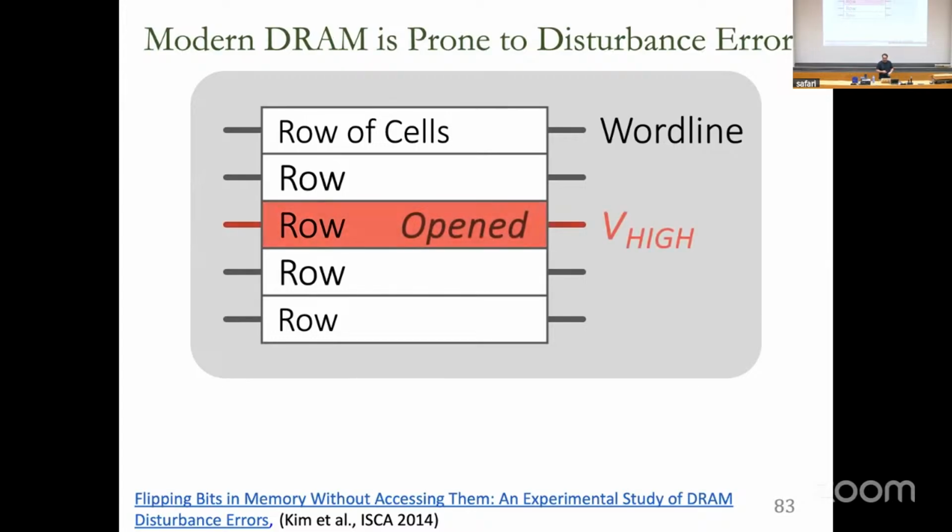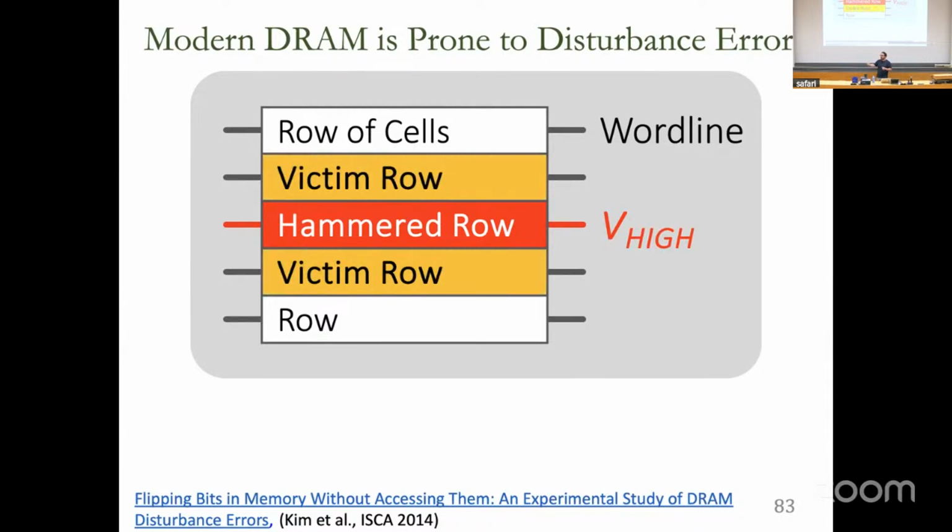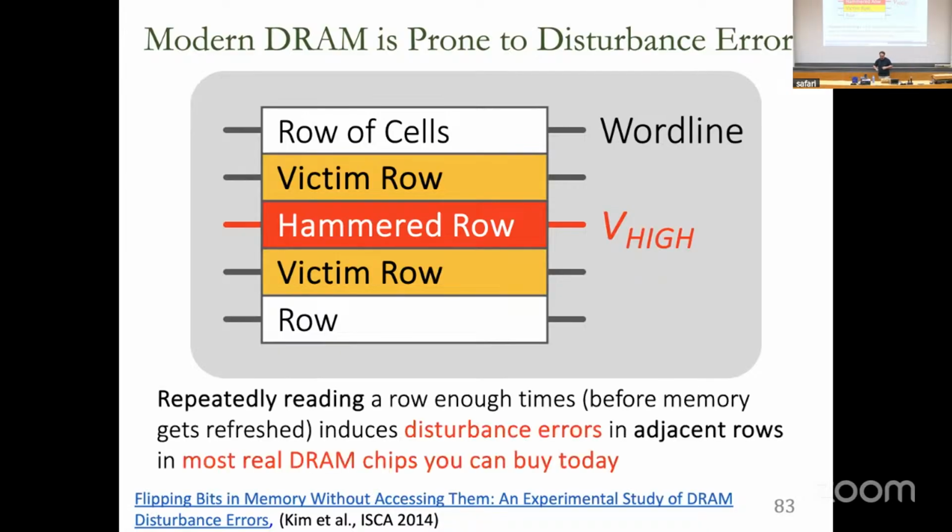And we saw how RowHammer works. We open up a row. We activate a row in DRAM. And then we close the row. We open up the row again. We close it again. And what do we find out? We found out that there are some bit flips in the neighboring rows. So by hammering a single row, activating and accessing it again and again, we can cause bit flips and perturbations in the neighboring rows. These are called the victim rows, which suffer from this problem after accessing the hammered row. So if we repeatedly read the row enough times, we can induce errors which are called disturbance errors because they are caused by electrical disturbance. And these errors can be induced in most of the real DRAM chips you can buy today and the ones that are in your system.